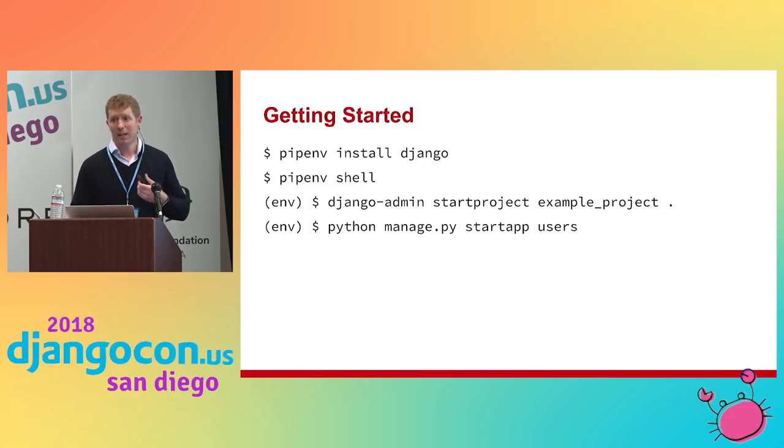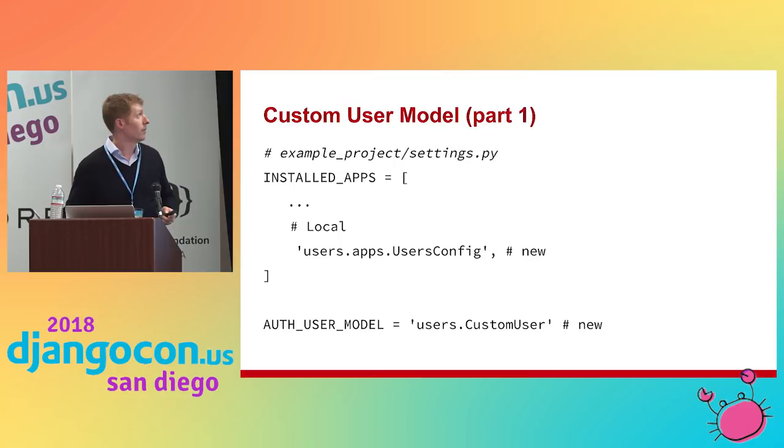All right, so I like pipenv. You don't have to use it; you can use pip. But you install Django, start up your shell, start a new project. We're just going to create a simple users app here. Happy to take questions on this. And you know you're in the virtual environment because you have parentheses around the name.